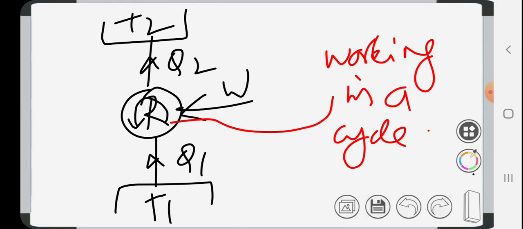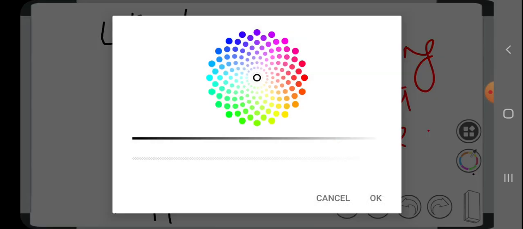Okay. So what is the working of a refrigerator? What is the working fluid which undergoes the cycle? What is the cyclic process? How is this process defined? What are the different processes taking place? Okay. So all these things we have to learn, right?